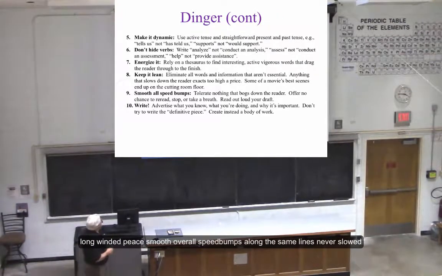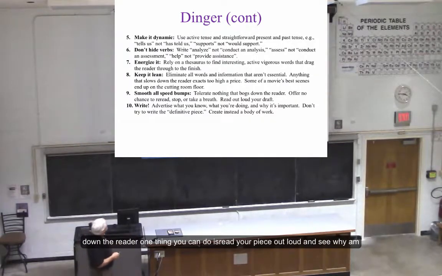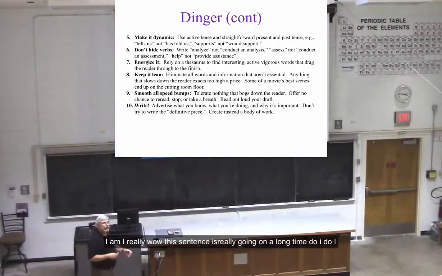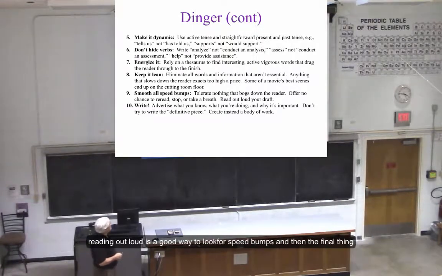Smooth over all speed bumps. This is along the same lines. Never slow down the reader. One thing you can do is read your piece out loud and see, wow, this sentence is really going on a long time. Do I really want to use that extra little clause in there or not? Okay, so reading out loud is a good way to look for speed bumps.